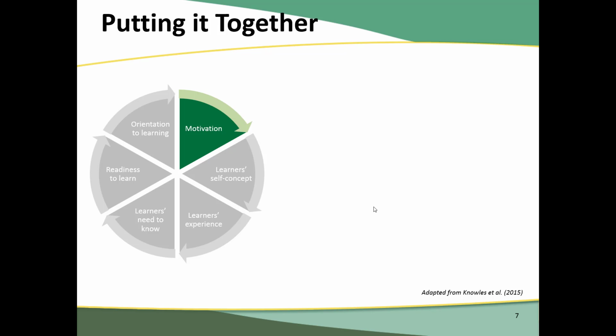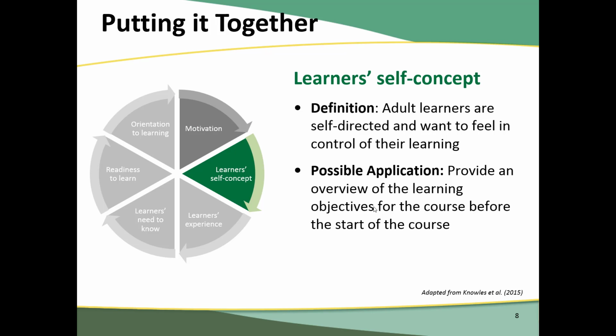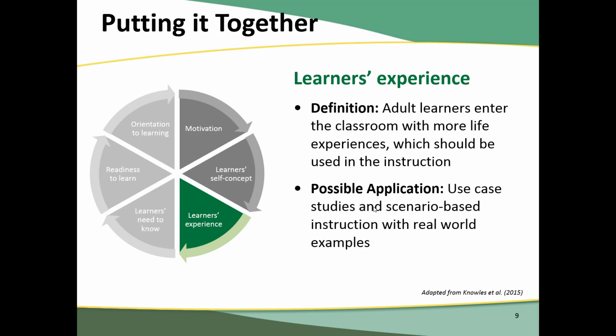So let's say we want to talk about motivation. We could then bring on the text and we could give a definition and possible application. We can then move on to learner self-concept, and again, in the same location, we provide our definition and possible application, and then we move into the learner's experience.